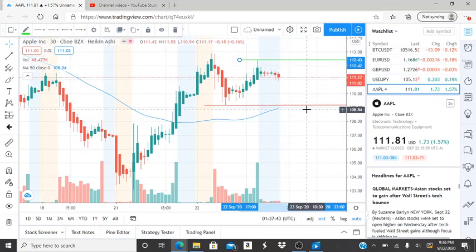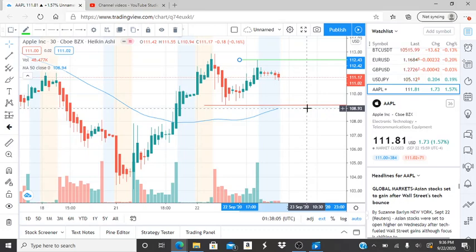And the 50-day moving average is 108.94. Let's see if I can land on it. Keeps jumping around. 108.94 is our 50-day moving average. Super important. As long as we stay above it, the bulls are in full health. If we fall below it, the bears are starting to gain control.